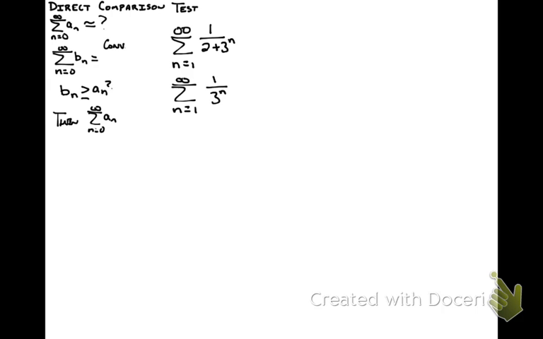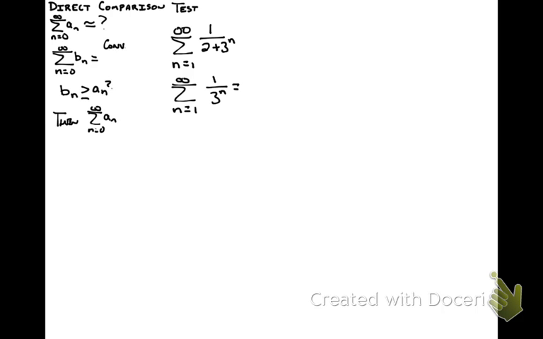Since the denominators are the same except that for our original series, the denominator will always be 2 larger, this means that its overall value will always be smaller than 1 over 3 to the n. Now 1 over 3 to the n always converges because it's a geometric series.